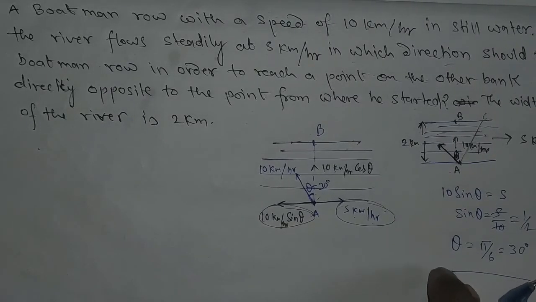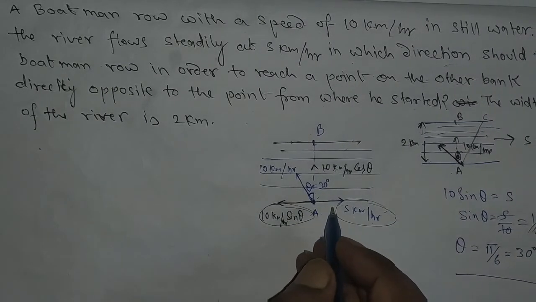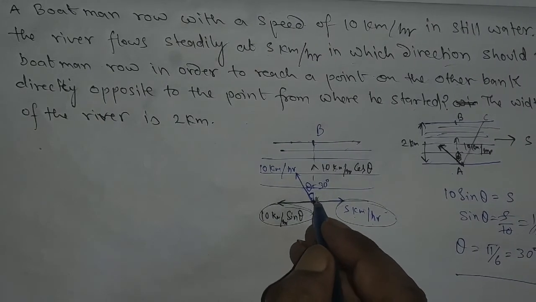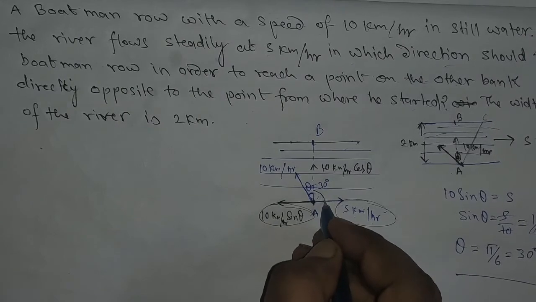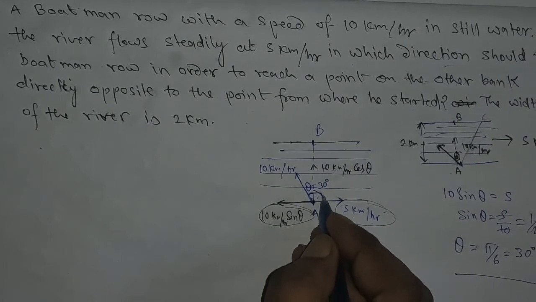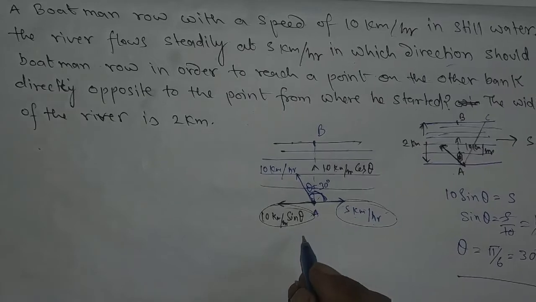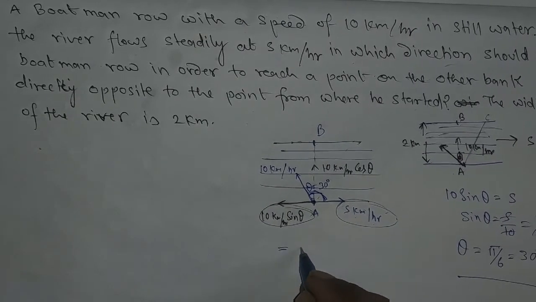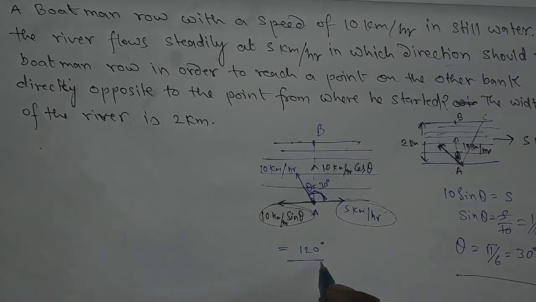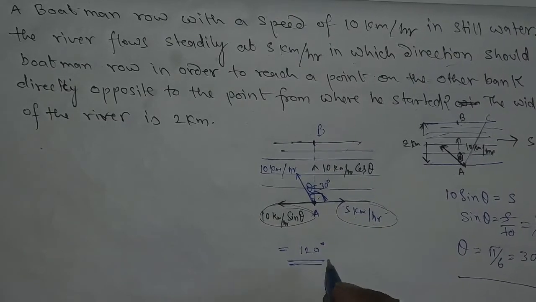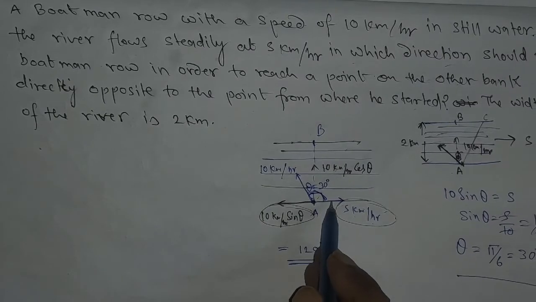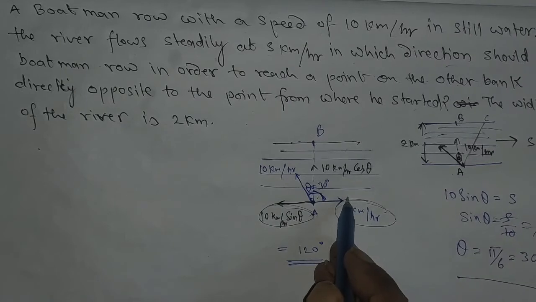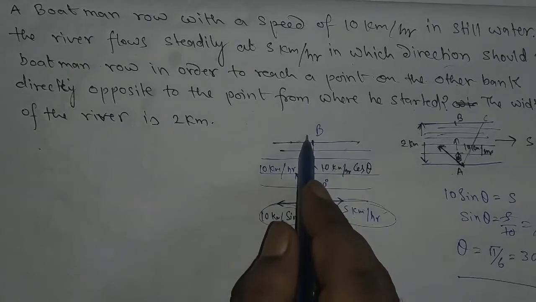Now students, how much angle will the boatman make from the horizontal? I mean to say, what will be this angle? If this angle is 30 degree and this angle is 90 degree, what will be this angle? Means the boatman will make angle 120 degree with the horizontal. So the answer will be 120 degree. He will row his boat by making angle 120 degree from the direction of the flow of the river. Then he will reach exactly at point B.